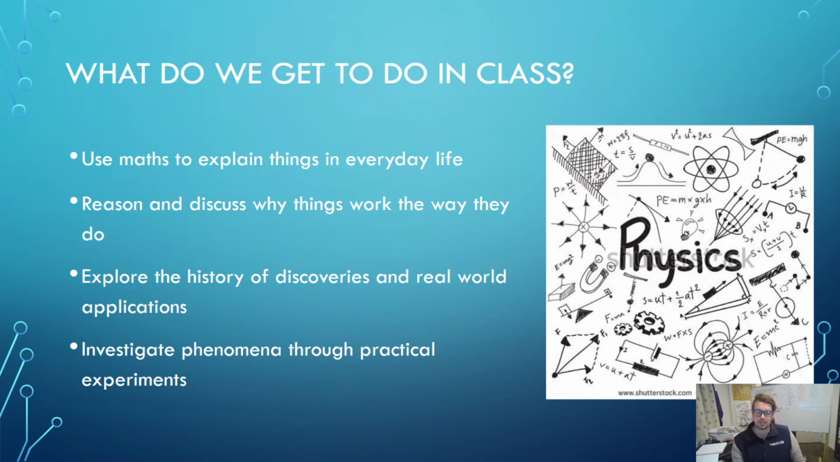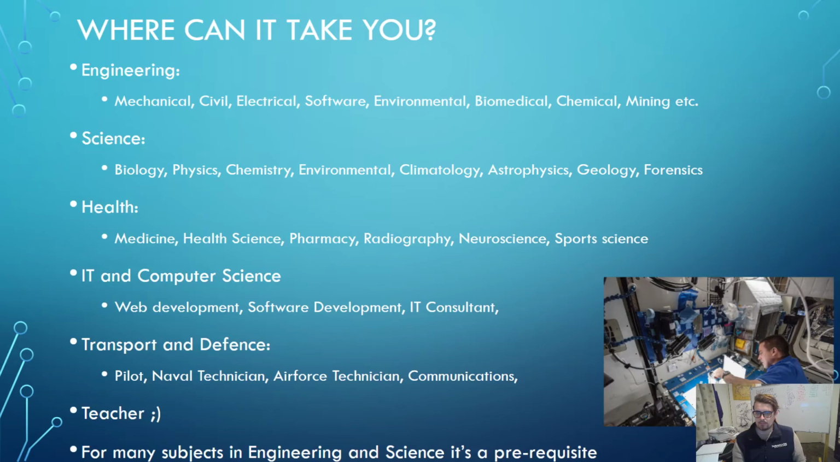What do we get to do in class? We use maths to explain things in everyday life. We use reason and we discuss why things work the way that they do. We explore the history of discoveries and real-world applications of the concepts that we're studying. And we also investigate phenomena through practical experiments. A lot of the time, we'll do a practical experiment before we study the theory to help you formulate your own ideas and discuss your own ideas about that thing before we actually look into it.